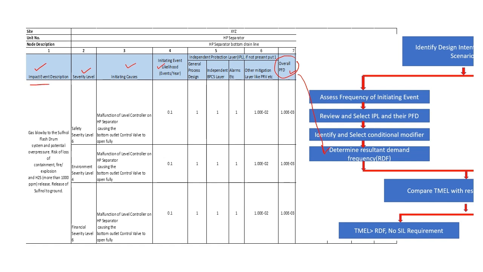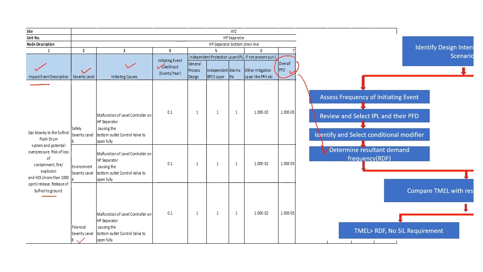What is the impact event description? Gas blow-by to the sulfinol flash drum system and potential overpressure, risk of loss of containment, fire, explosion, H2S release, and release of sulfur into the ground. So this can be the impact. Now if we consider the severity level, the safety severity level is 6, because there is a chance of leakage of H2S that may lead to fatality. Environmental severity is 4, and financial severity level is also 6, right?